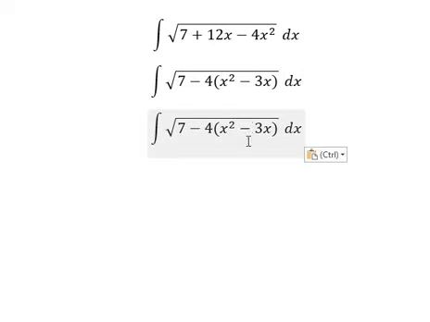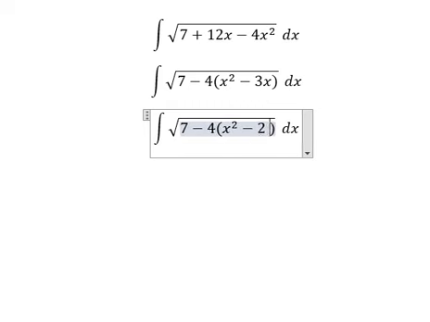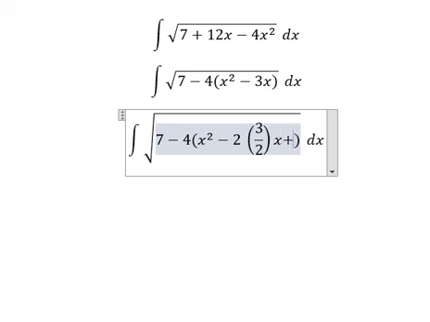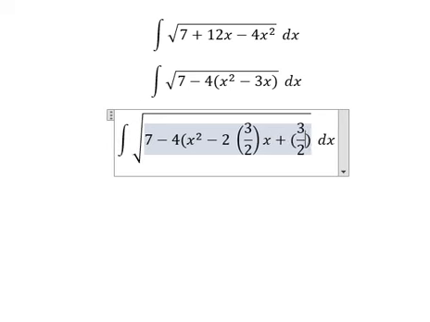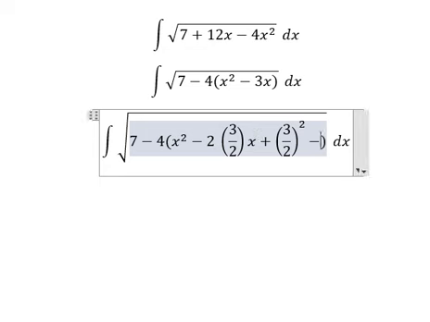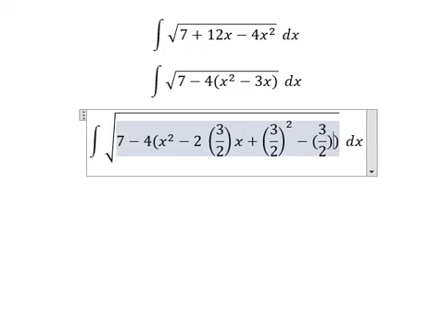Next, 3x, that is number 2 multiplied by 3 over 2x. So we need to add 3 over 2 squared. Later, we need to minus 3 over 2 squared.